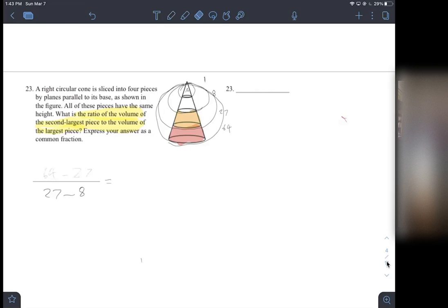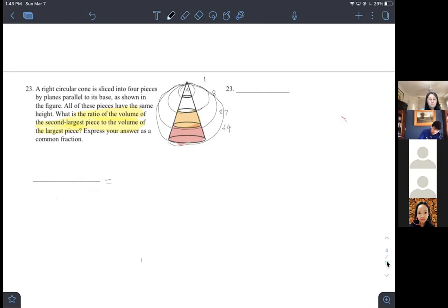Actually, I didn't put that in the right order. The second smallest piece is on top. So 27 minus 8 over 64 minus 27. And this is 19 over 37. And that's the answer. So that's the ratio.